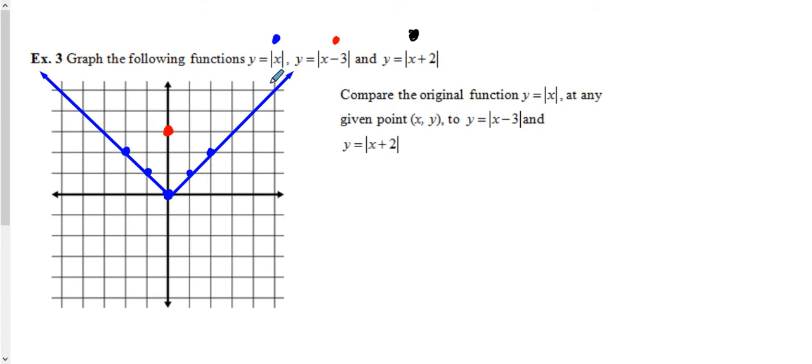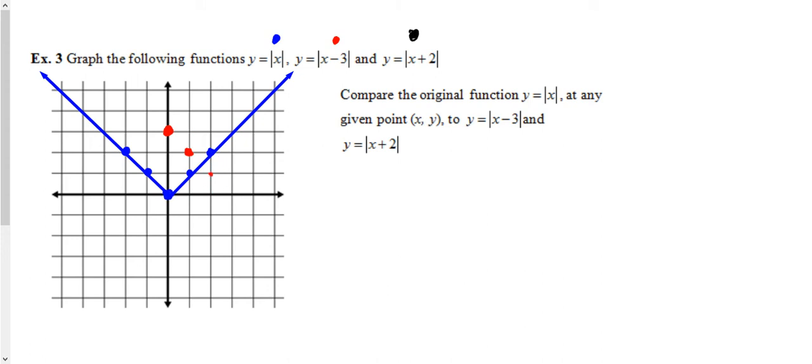So let's pick 1, let's say x equals 1. So if x equals 1 here, what's our y value? Well, we got 1 minus 3, which is -2. Absolute value of -2 is positive 2. So I'm just going to go and put a dot here at 1, 2. And I guarantee you it's going to continue this pattern.